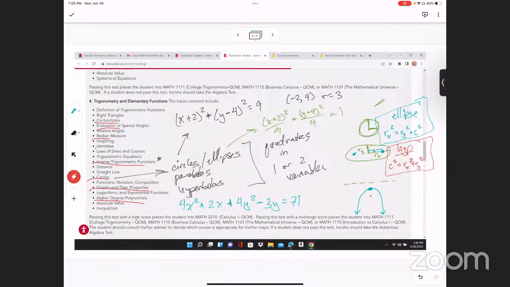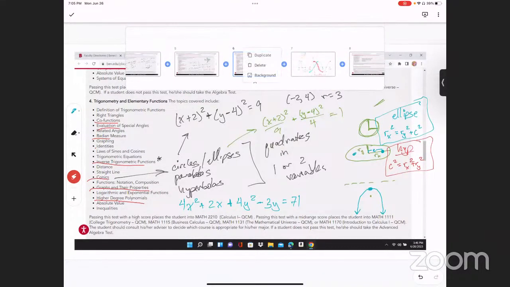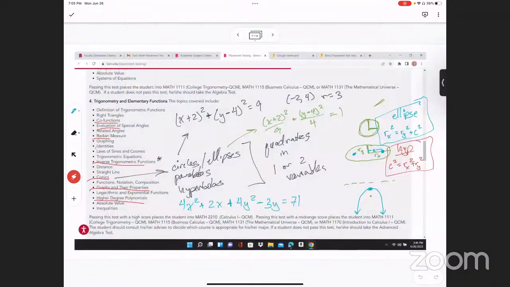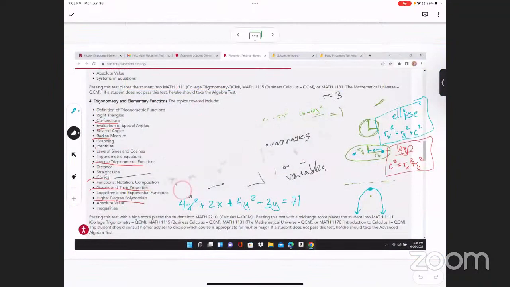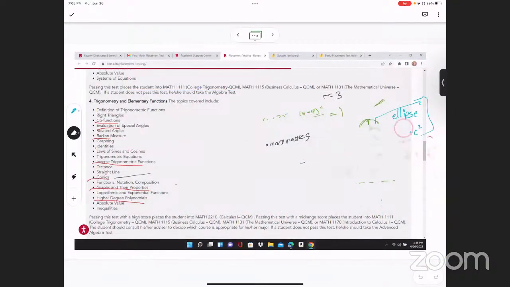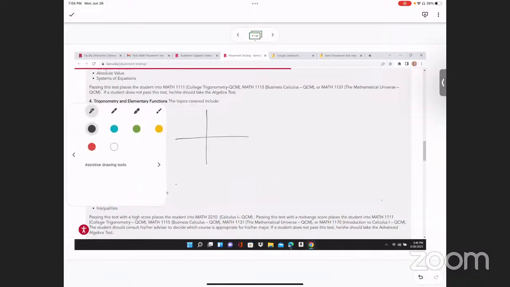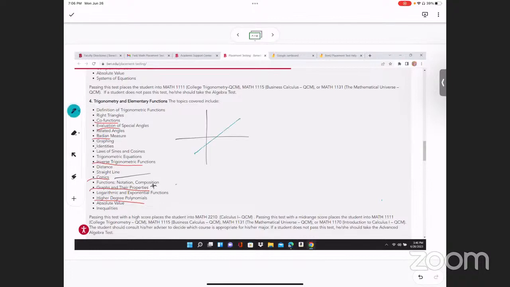Graphs and their properties. This is a general thing that they're asking me, but I'm just giving you an overview of all the things you might have to do for these kinds of questions. Graphs and their properties would be something like: if I show you a graph, can you tell me what it is, and tell me something about that graph? For instance, if I showed you this graph, can you tell me what kind of graph it is, and even the equation of it?